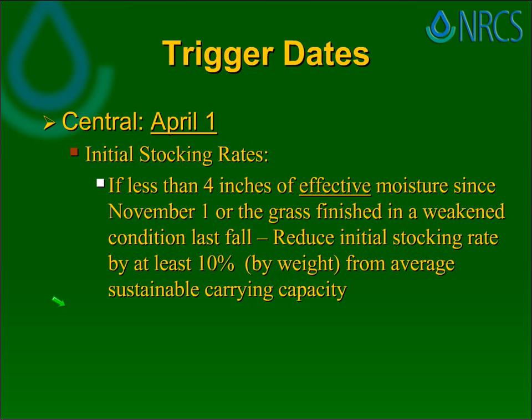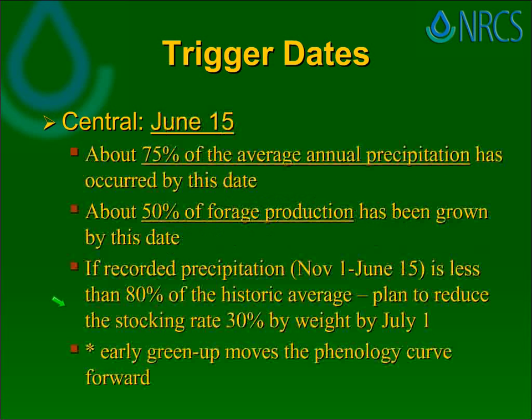This year, we're looking at a drought. We're in our second year of drought. We went into the fall short last year. We haven't had that 4 inches of effective moisture. We're reducing our initial stocking rates anywhere from 20 to 25% by weight this spring, just trying to keep up in anticipation of what's going to happen through that April, May, June time frame.